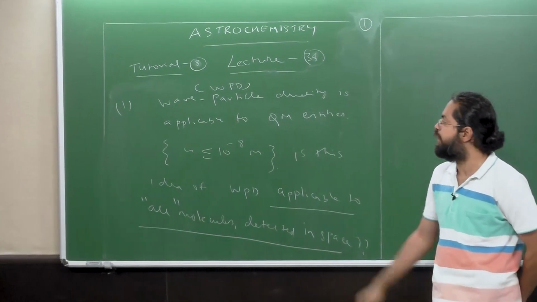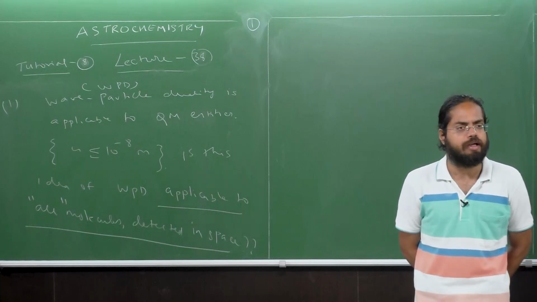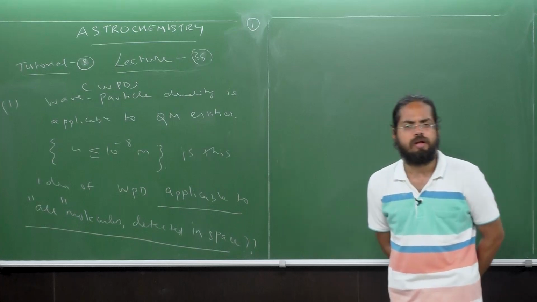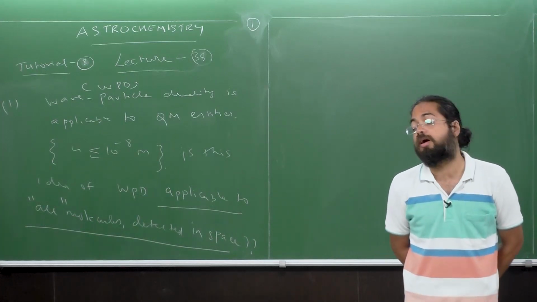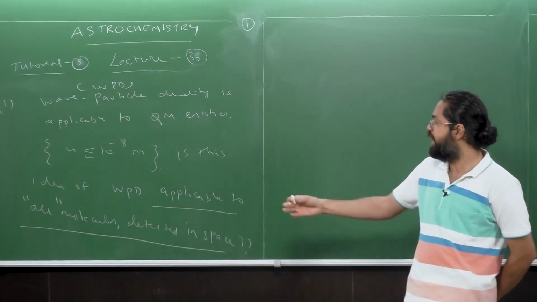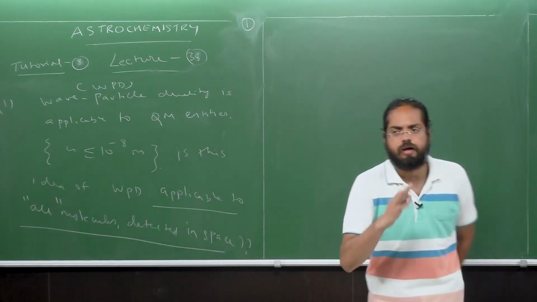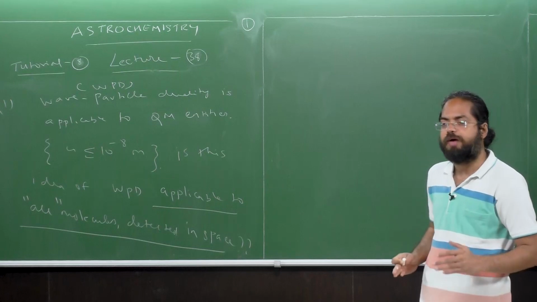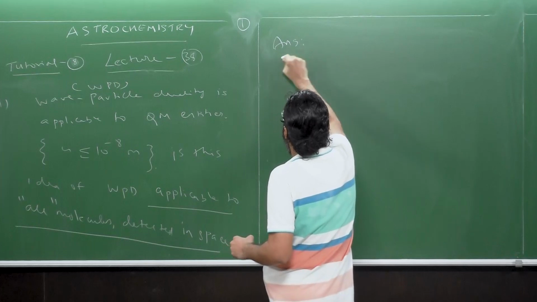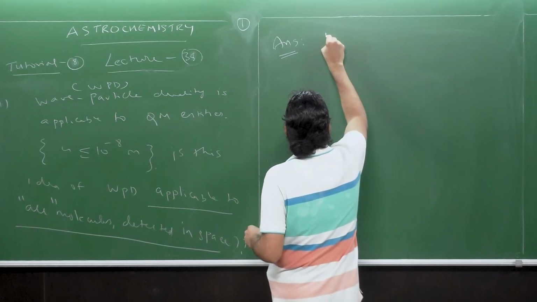I discussed the idea of wave particle duality and that it's very important, right? And that's how we even obtained the time independent and time dependent Schrodinger equations, correct? Now, is this idea going to be applicable for all particles detected in space? I just said that molecules' dimension is this, etc. I was giving only a qualitative description. But do I know for a fact that wave particle duality is indeed relevant to astrochemistry? What is the answer? The answer is, of course, yes.